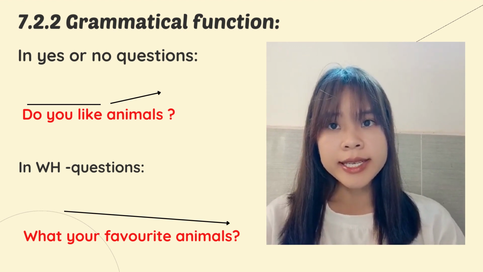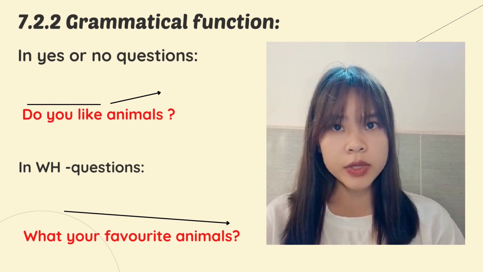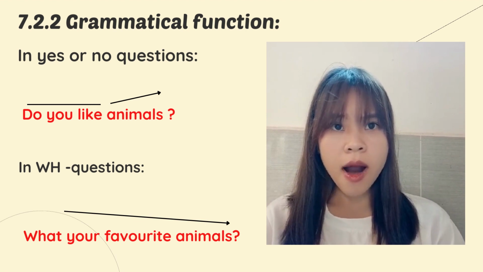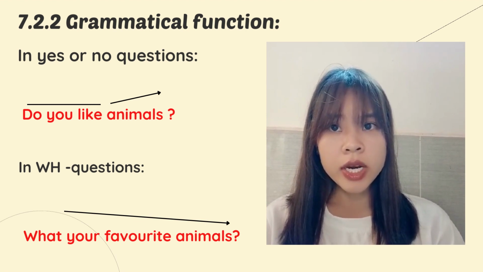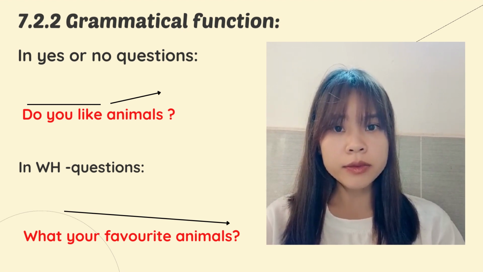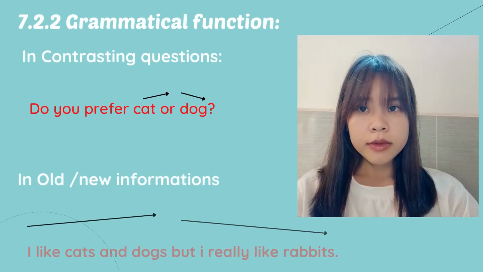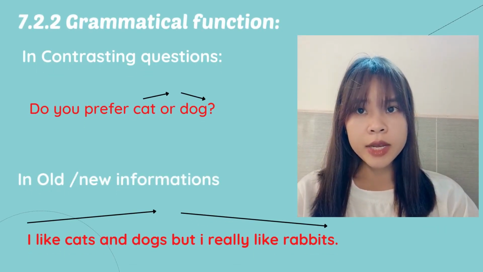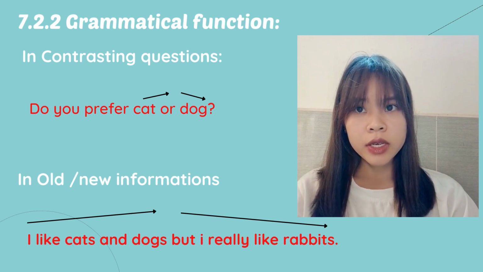In questions that contain question words such as who, what, when, where, why, or how, the intonation usually falls. For example, what's your favorite animal? And in contrasting questions, the intonation rises then falls. Do you prefer cats or dogs?